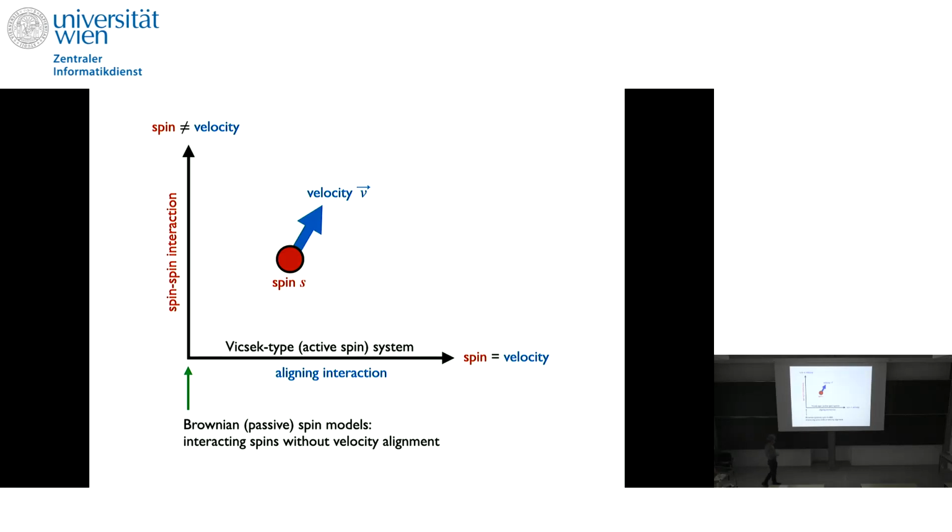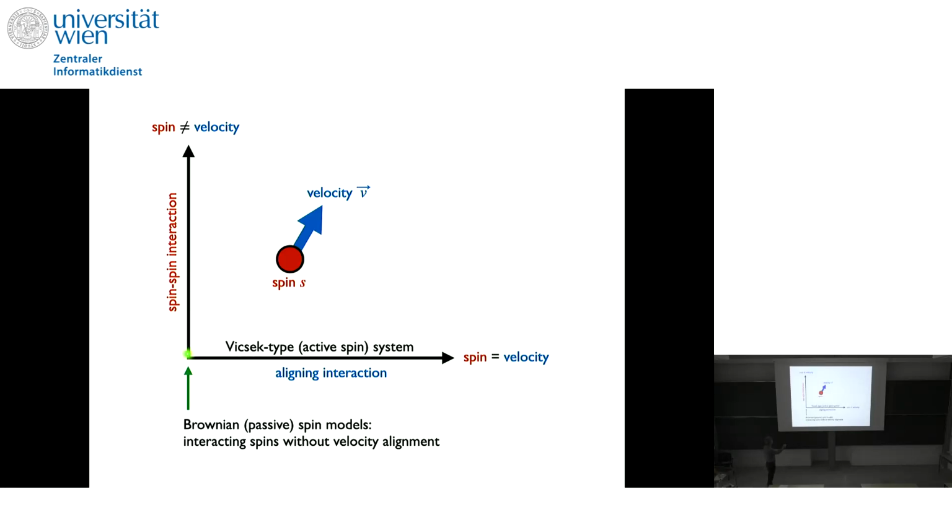So in the most general case, we can think of some model system we are seeking around here. Okay? We have some independent degrees of freedom, velocity and spin, a velocity aligning interaction, and a spin paramagnetic interaction. So this is the most general situation you can think of, starting from consideration of the Vicsek model. But as you can imagine easily, this general situation should be very difficult to study. So as the first step, I propose to just look at this axis.